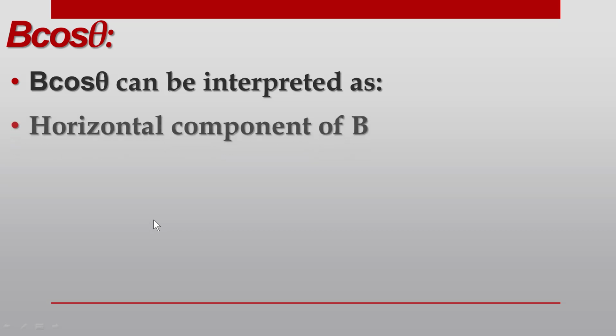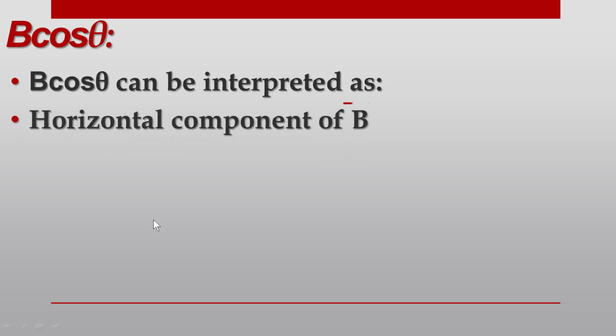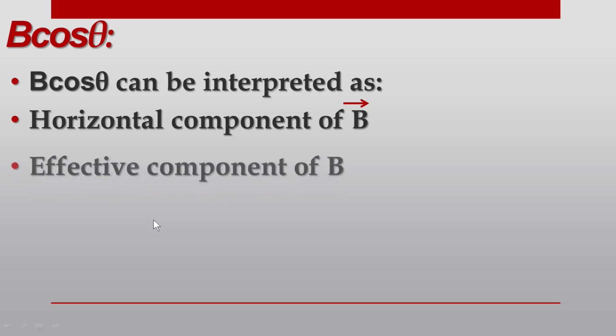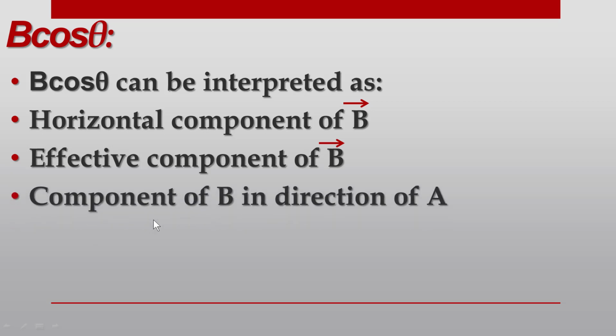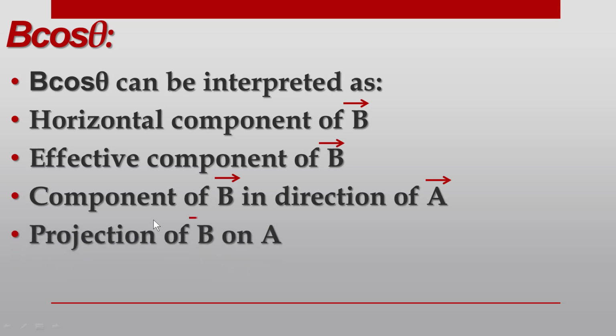Check this out: b cos theta can be called the horizontal component of b. Another name could be the effective component of b. It can also be called the component of b in the direction of a, or the projection of b on a. All these are names of b cos theta. You have to remember all these names.